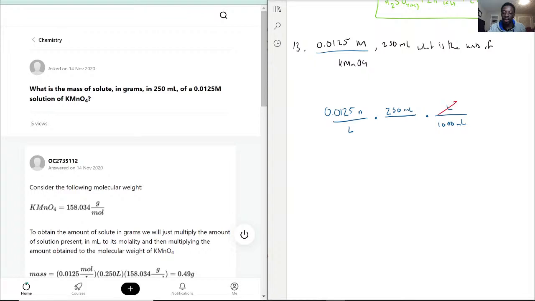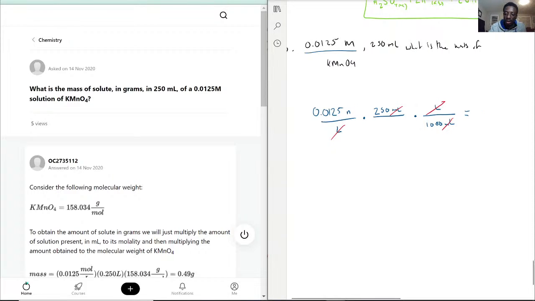You see here, these two end up canceling out, because now we have them in the numerator and denominator, and these two also cancel out. So by multiplying by 250 and dividing by 1,000, we get the amount of moles: 0.0125 times 250 divided by 1,000. We get that we actually have 0.003125 moles of potassium permanganate.